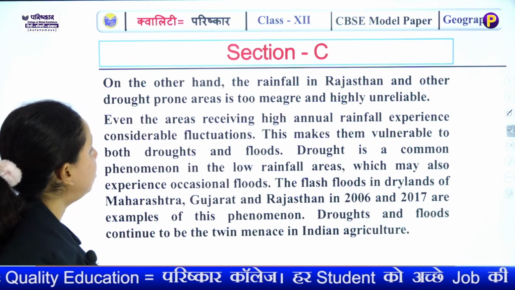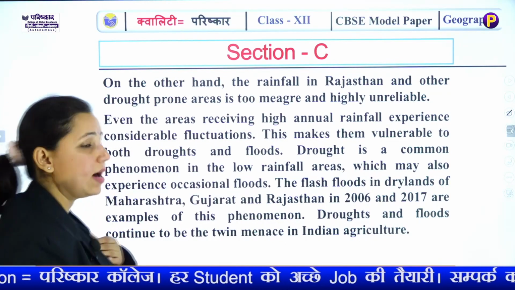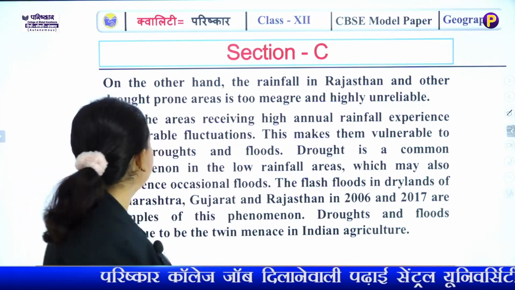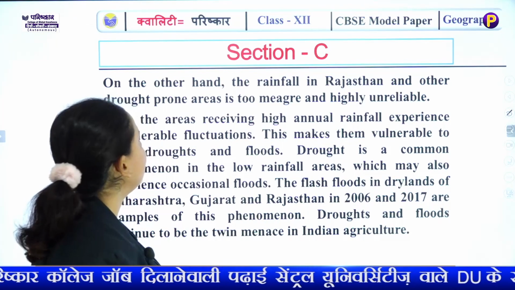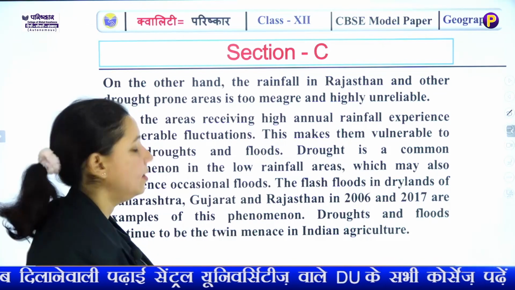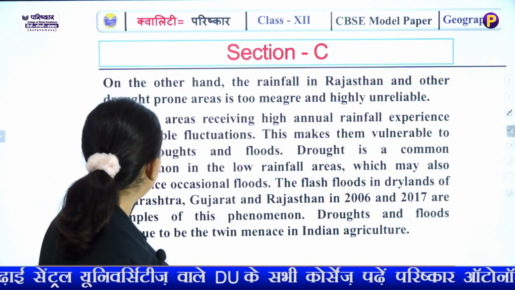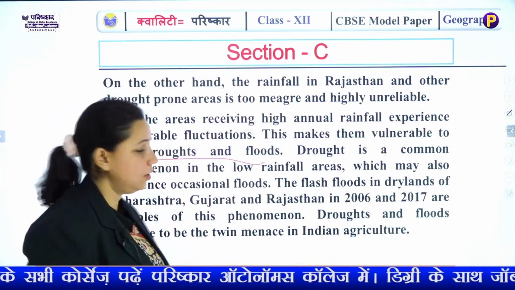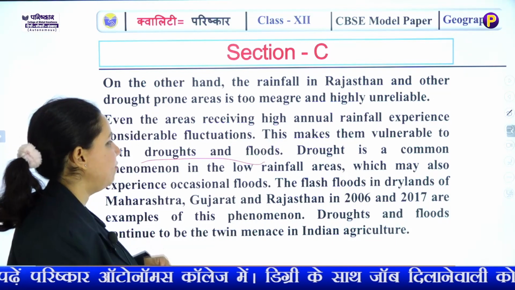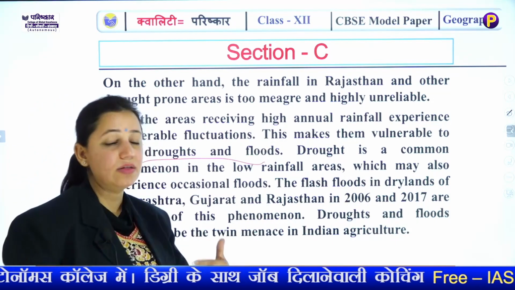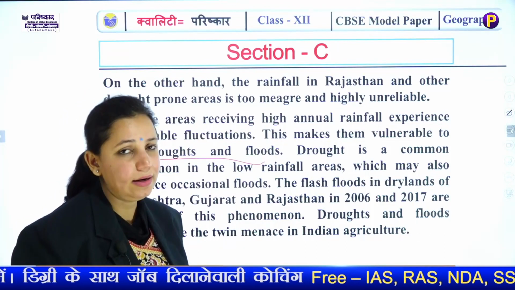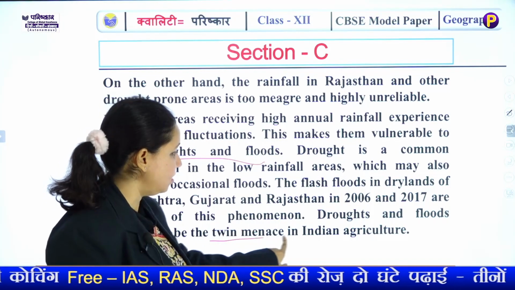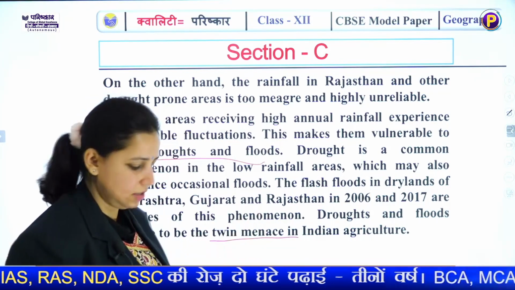On the other hand, take the example of Rajasthan, where rainfall is meager, so production is highly unreliable. Even in areas where there is good annual rainfall, there are fluctuations. This makes them more vulnerable to drought and flood. Drought is a very common phenomenon in low rainfall areas, and where there is high rainfall, there are chances of floods. So it also leads to crop destruction. They are considered twin menaces in Indian agriculture, drought and floods.